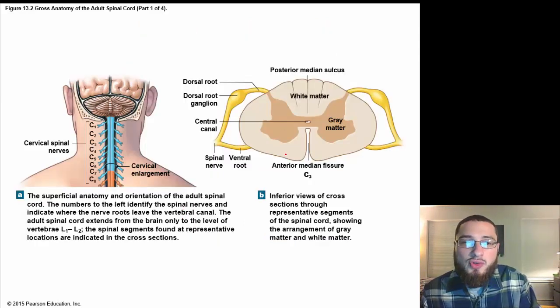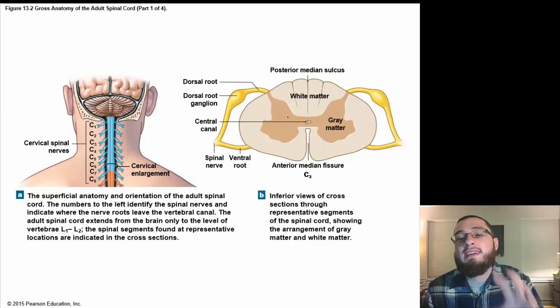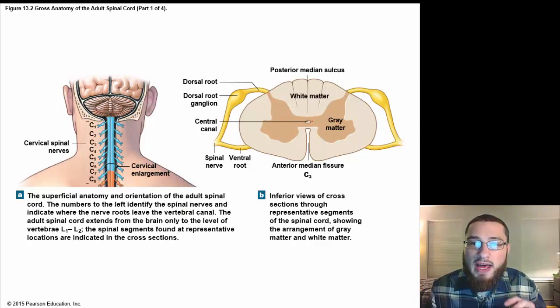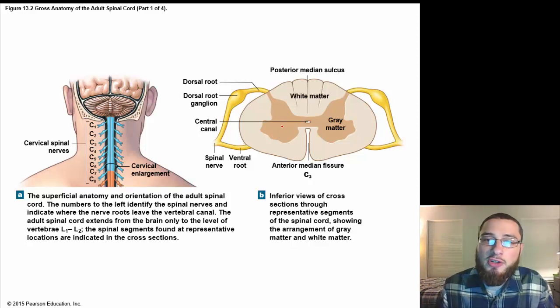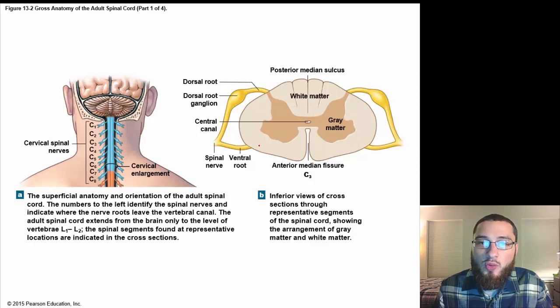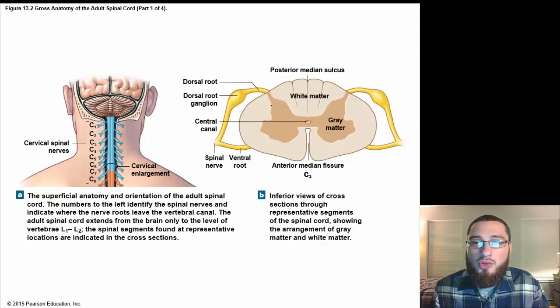This just shows you the cervical region. They like to show this as a general idea of the spinal cord. You have your gray matter, which is shown in this beige or taupe color, and then you have your white matter here. Coming from there, you have your dorsal root towards the posterior. Looking at this, this is towards the front of the person and this is towards the back. So anterior, you're going to have your ventral root, and posterior, you're going to have your dorsal root.